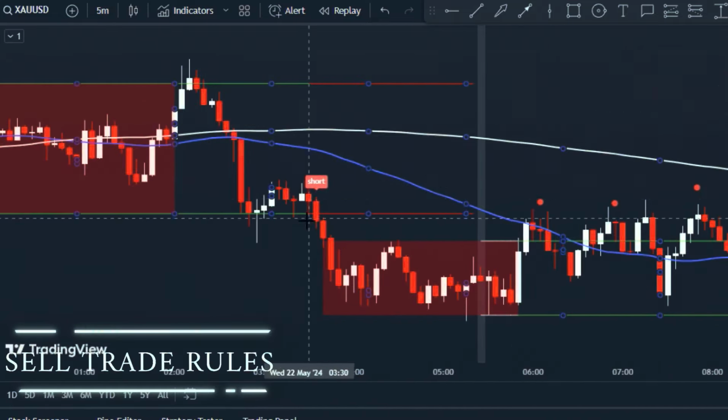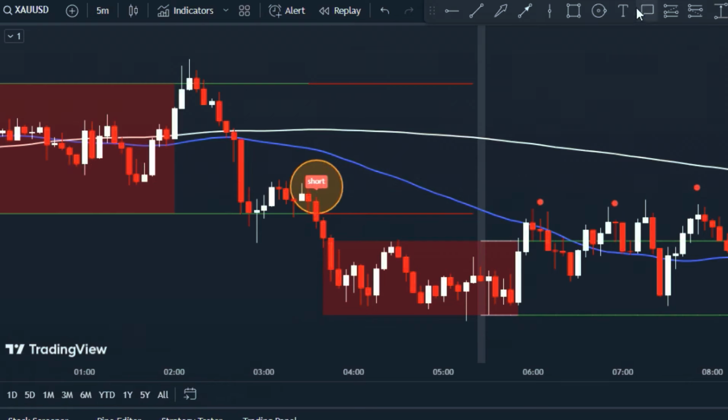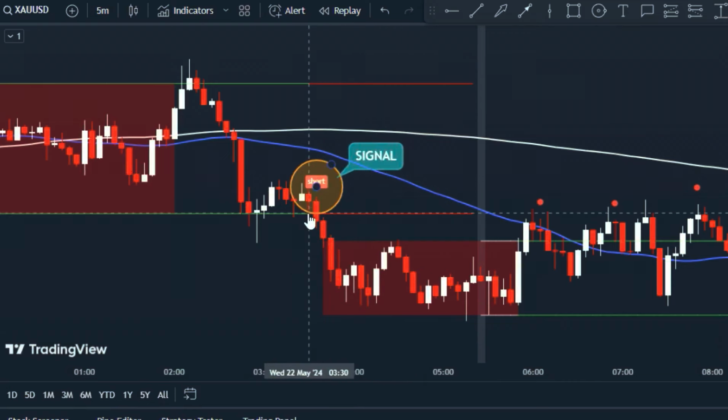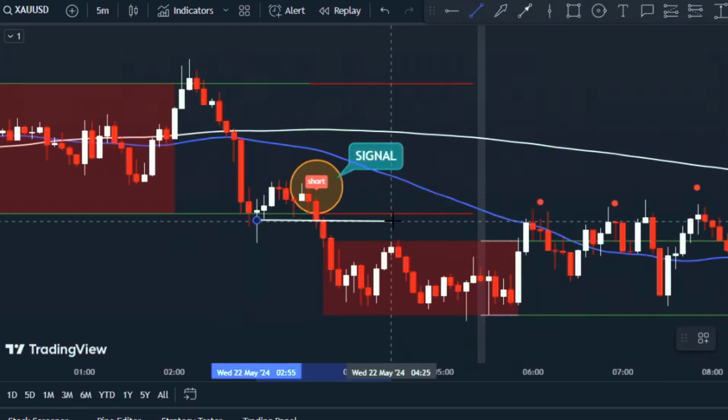Here's what you do. For a short trade, first look for a short signal on the chart. Next, make sure the signal candle's close price is below both the SMA 200 and SMA 50 lines. That confirms a downtrend. Once that's checked, you're clear to enter the short trade.